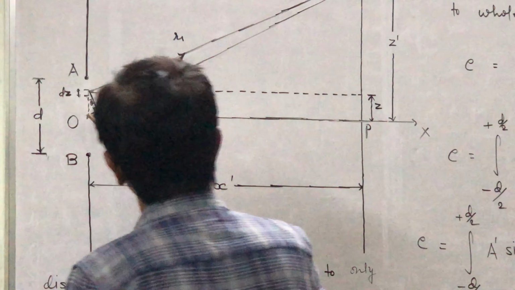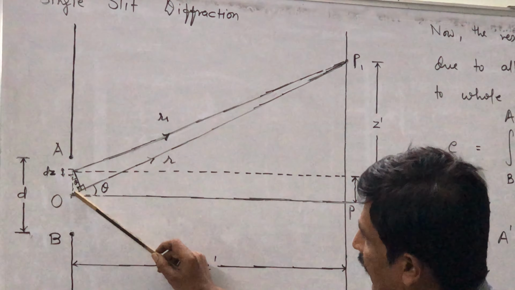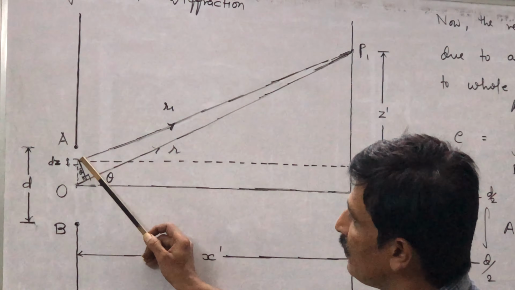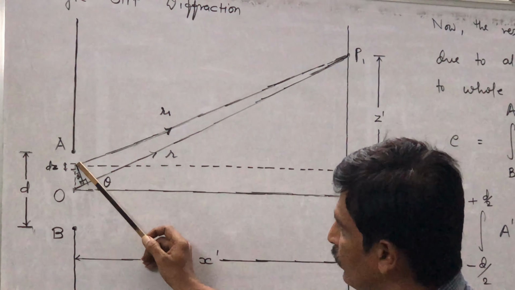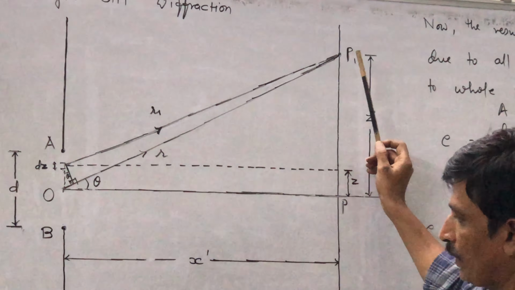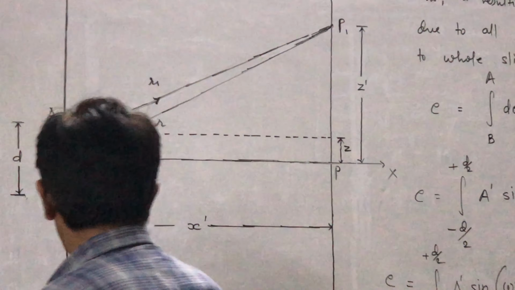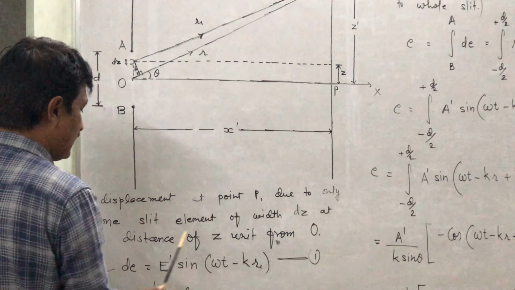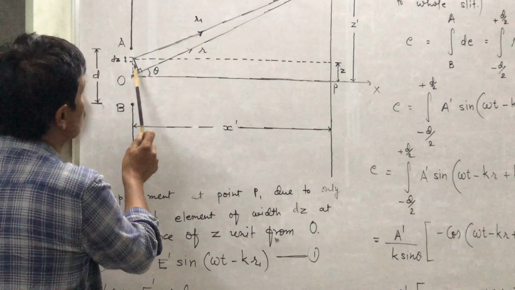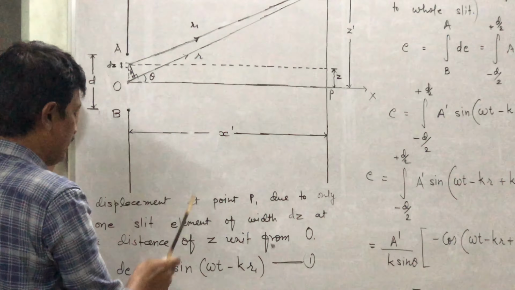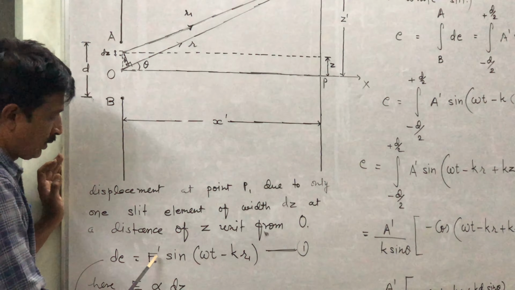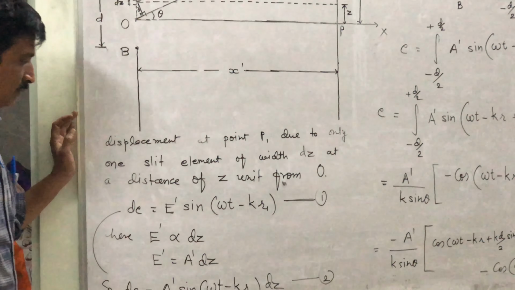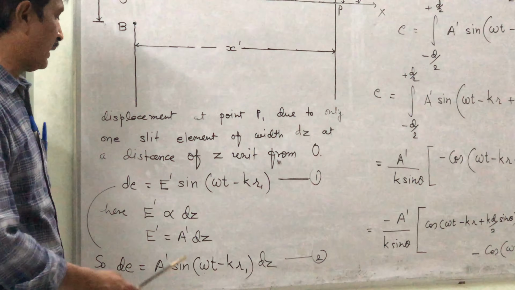The position of the point P1 is at an angle theta and at a distance r units, and we have considered this slit element. From this the distance is r1. So the displacement at point P1 due to this single element only, having width dz at a distance of z units from the center point, is dE equal to E dash sin(omega t minus k r1).